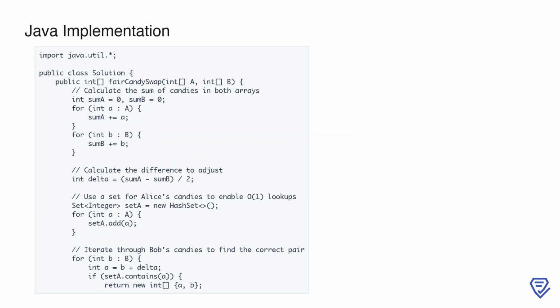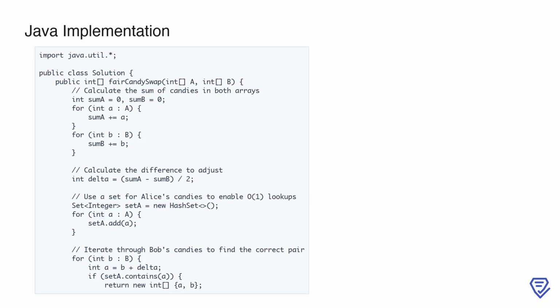Here, we start by importing the necessary classes and defining our solution class. Within it, we have the method fairCandySwap, which takes two arrays, A and B, representing the candy sizes Alice and Bob have, respectively. The goal is to find one candy from each person such that swapping these candies equalizes the total candy each person has. First, we calculate the total sum of candies for both Alice and Bob using two separate loops, sumA for Alice and sumB for Bob. Then, we compute the difference, delta, which is essentially half the difference between the two sums. This tells us how much needs to be adjusted to balance the candies.